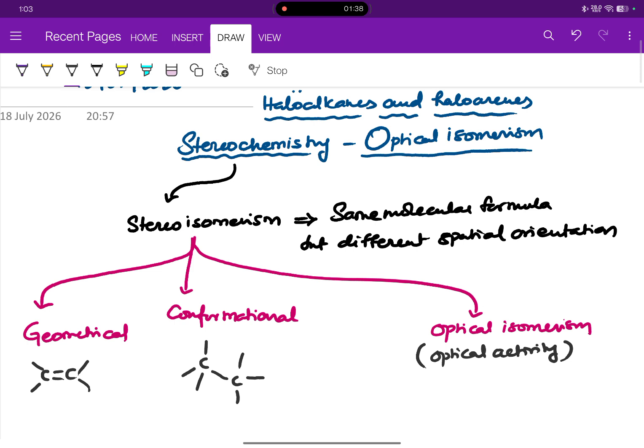So what is optical activity? How can this be explained? We will see one by one. Okay. Yes. No, sir, 1 minute. Take your time.